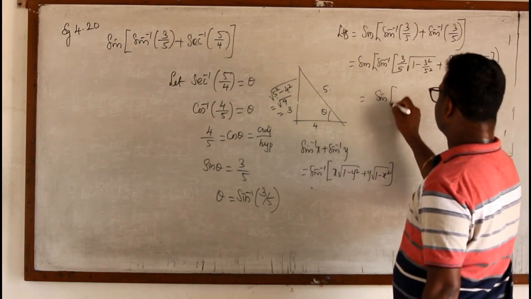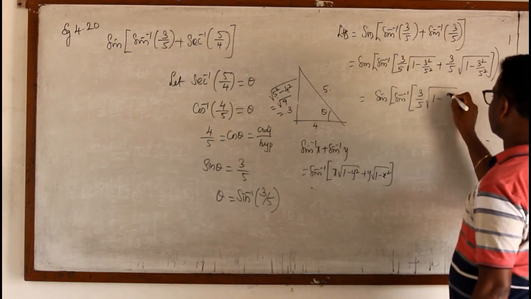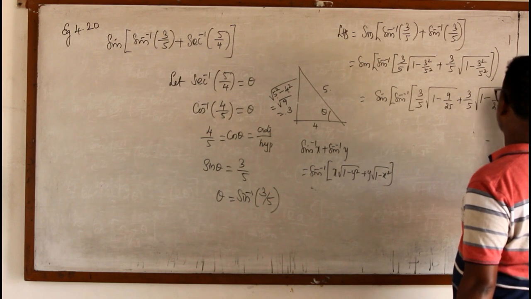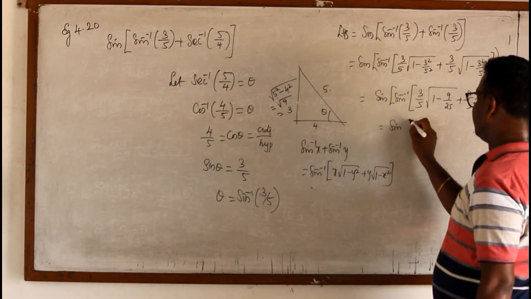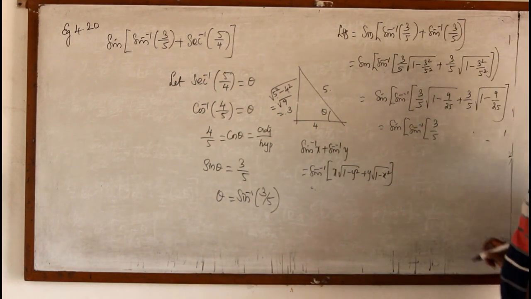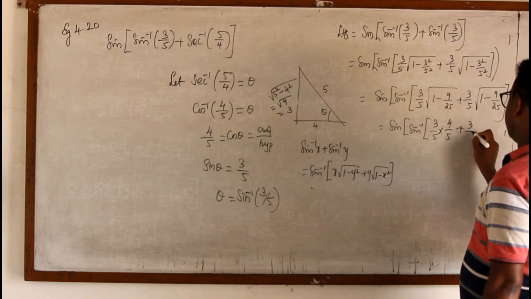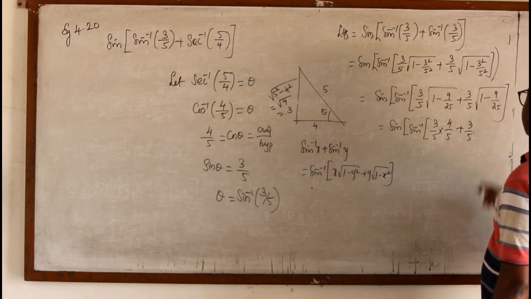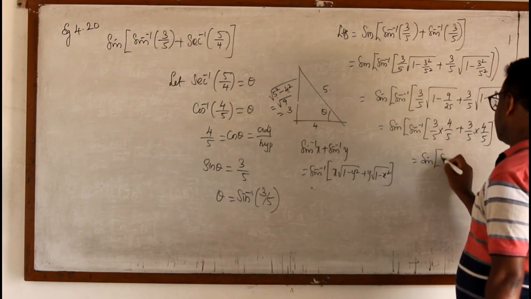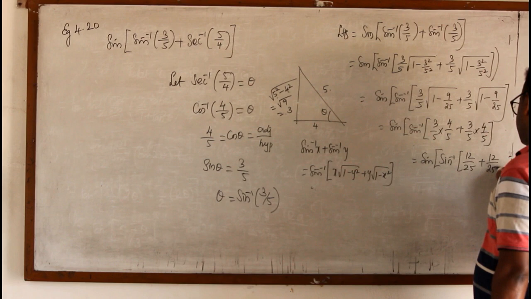It is sin inverse of 3 by 5 into root of 1 minus 9 by 25, plus 3 by 5 into the same root of 1 minus 9 by 25. It is sin inverse of, can we write straightly, 3 by 5, 25 minus 9 is 16, 16 by 25, so taking the root, 4 by 5, plus 3 by 5, the same, 25 minus 9 is 16, 16 root is 4, 25 root is 5. So it is sin inverse of 12 by 25 plus 12 by 25.